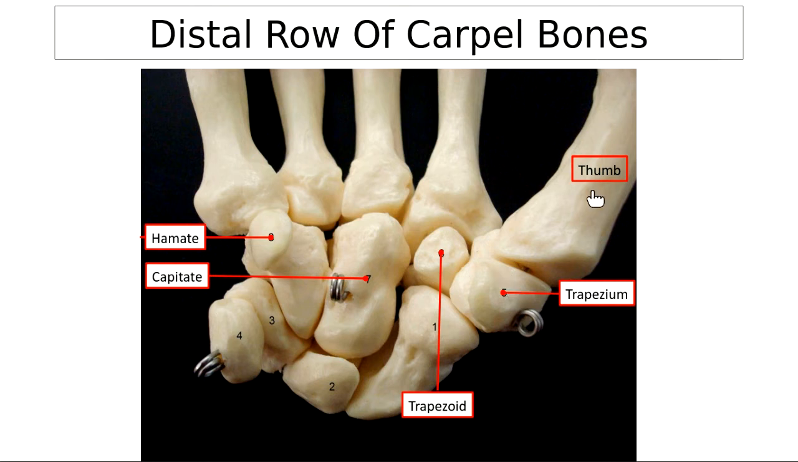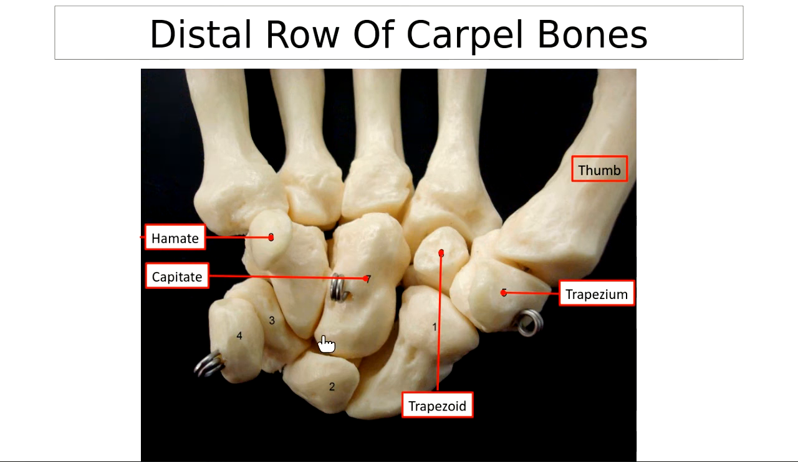At the base of the thumb is the trapezium. The base of the thumb is the trapezium. So the one next to that's a trapezoid. So you don't get those 2 mixed up. The base of the thumb is a trapezium. Sounds alike. So this one's a trapezoid.